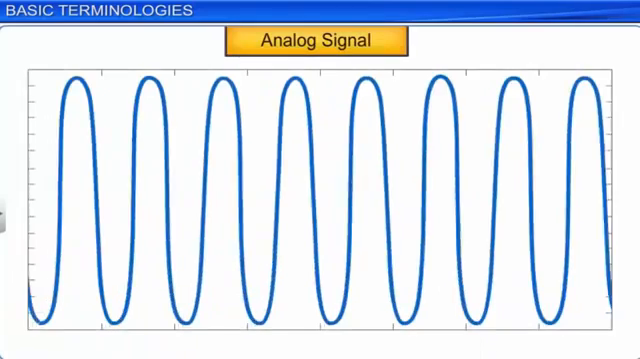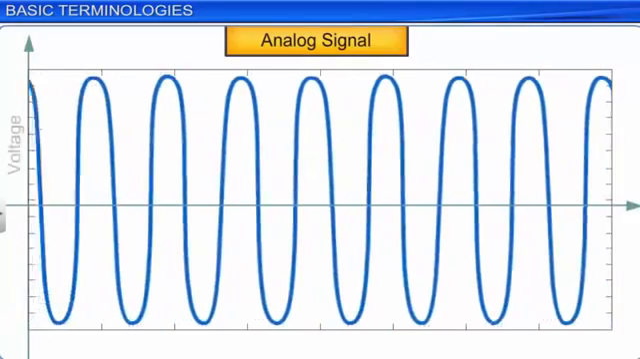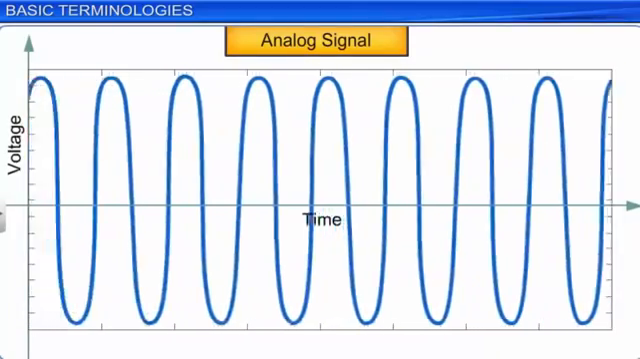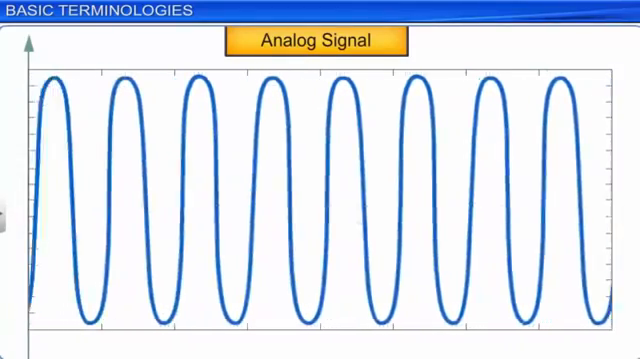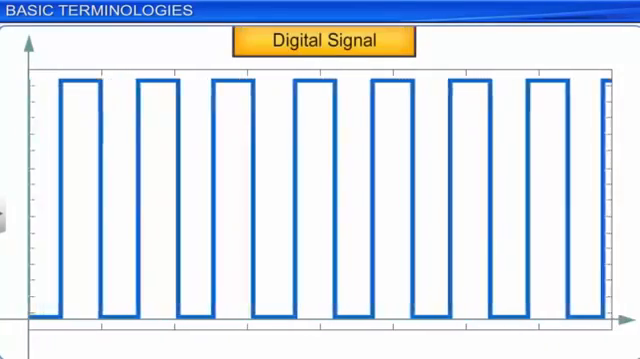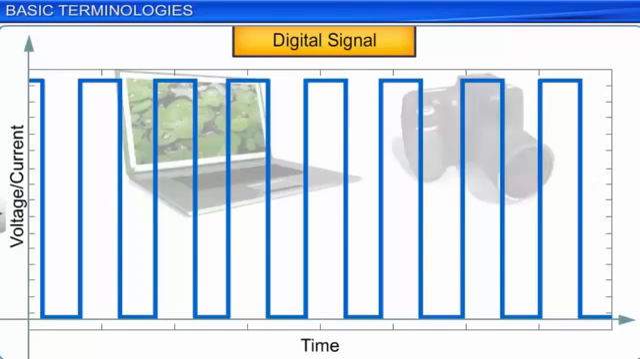Analog signals are formed by continuous variation of a quantity like voltage or current with time. Each analog signal can be represented by a sine wave. Digital signals are formed by discrete, stepwise variation of a quantity like voltage or current with time. Digital signals are widely used in electronic gadgets such as computers, digital cameras, and mobile phones.